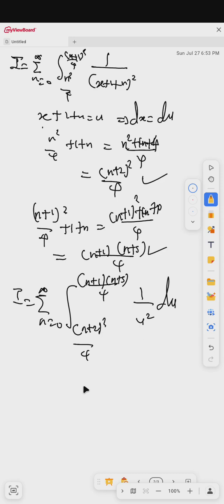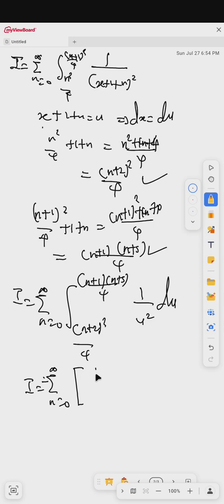So this is beautiful. Integrating this, 1 over u squared, is so easy. You're just going to have u raised to the power of minus 2 plus 1 over minus 2 plus 1, which is minus 1 over u. So that's the integral of 1 over u squared. So we're going to have I equals summation of n from 0 to infinity, then negative 1 over u. You can bring the negative sign out, okay? Because if you integrate 1 over u squared, you get negative 1 over u. So we can bring it outside like this.